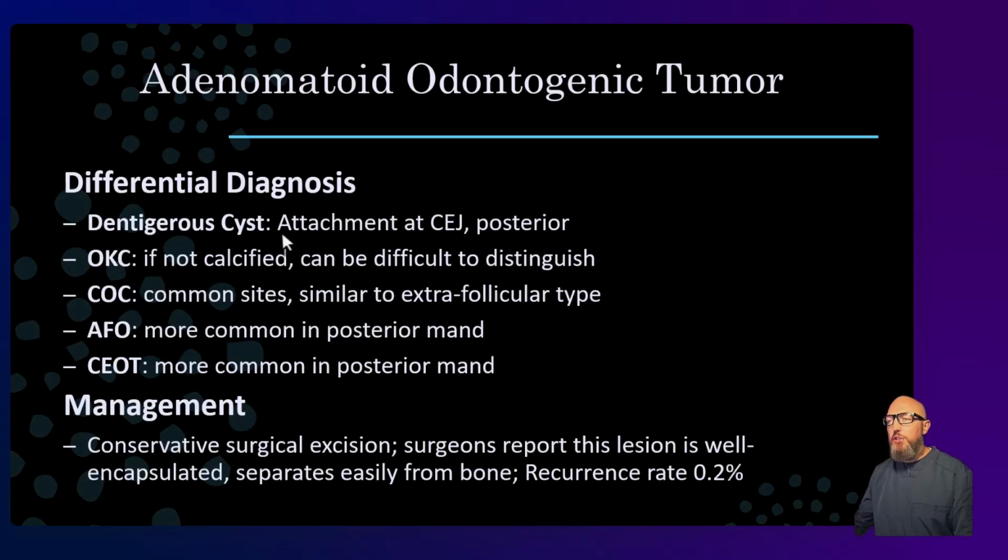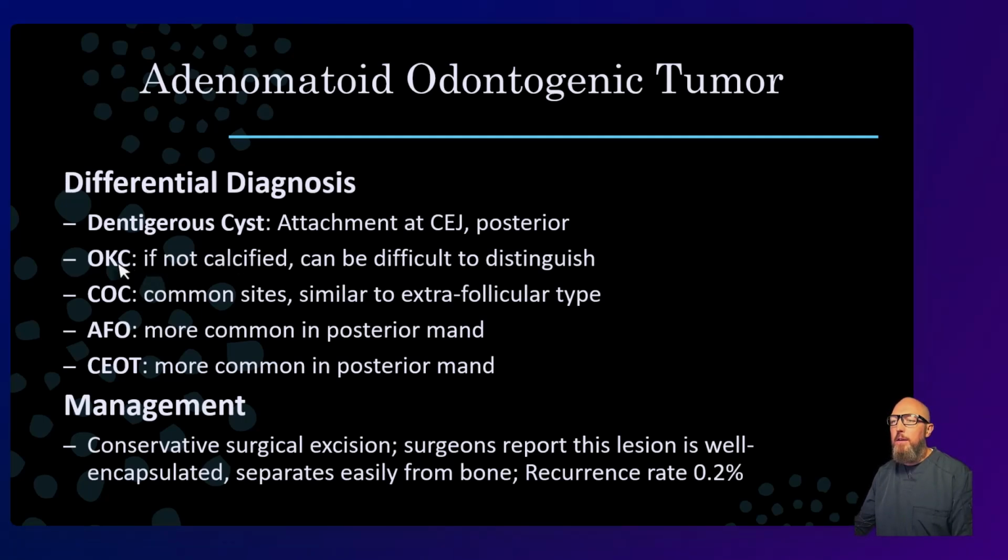All right, differential. As I just showed you with a couple of those cases, look for that attachment to the CEJ. If it looks like a dentigerous cyst, these occur more commonly in the posterior, so that might hint you one way or the other. Of course, remember that nothing's black or white, and they don't always read the book, and so you have to weigh all these different findings against each other.